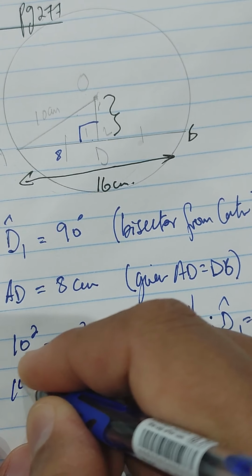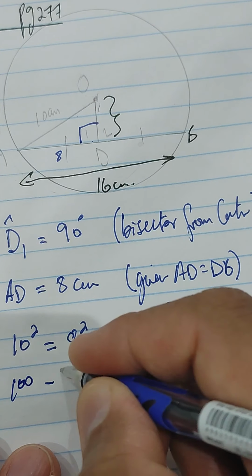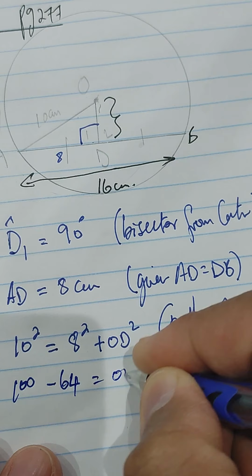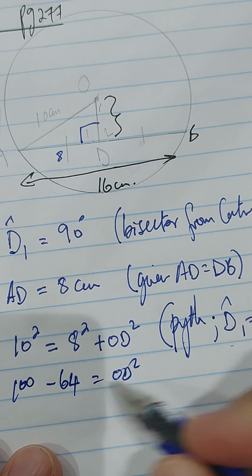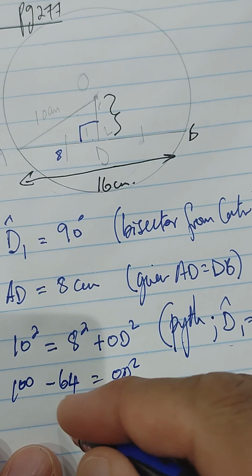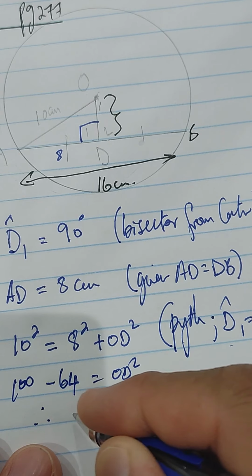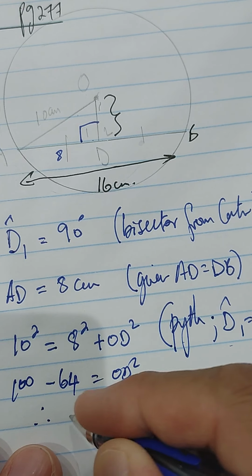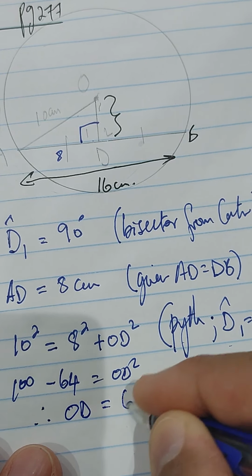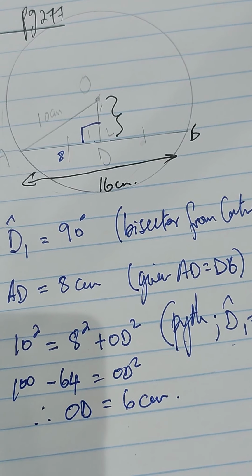So that is basically going to be 100 minus 8 squared, which is 64, is equal to OD squared. 100 minus 64 is 36. The square root thereof is going to be 6. Therefore, OD is equal to 6 centimeters.